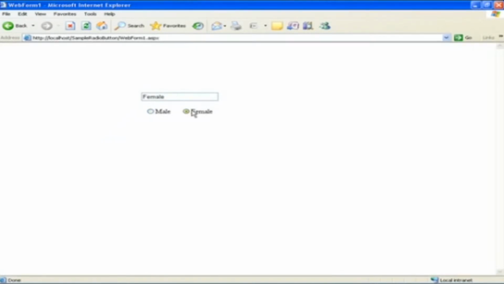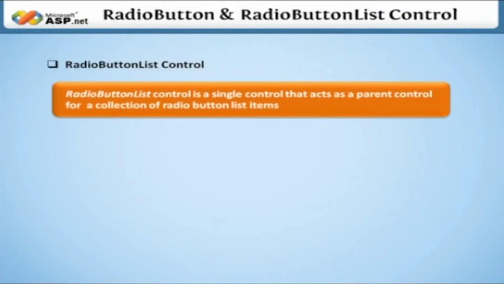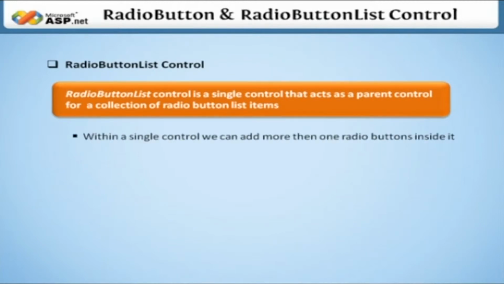Alrighty, now let's see the purpose of radio button list control. The radio button list control is a single control that acts as a parent control for a collection of radio button list items. That is, within a single control, we can add more than one radio button inside it. Now let's work on an example.